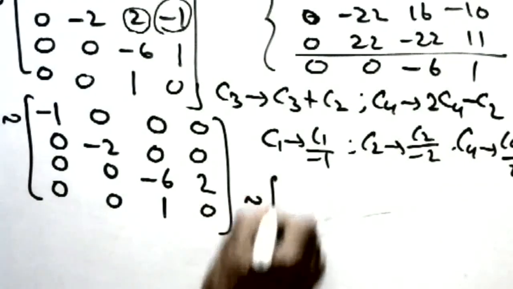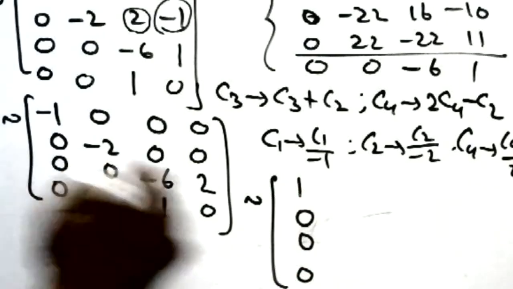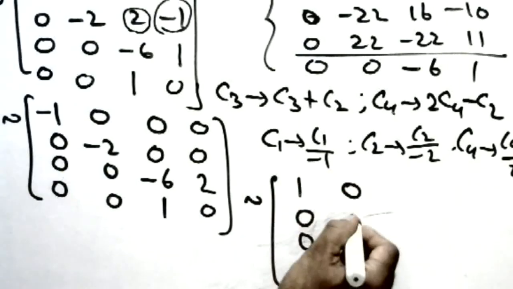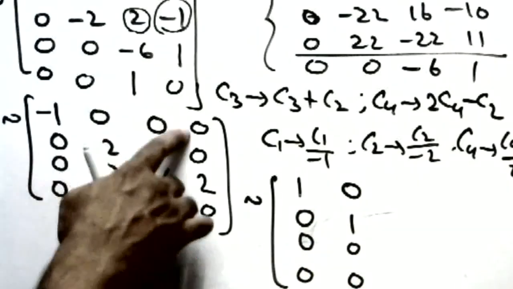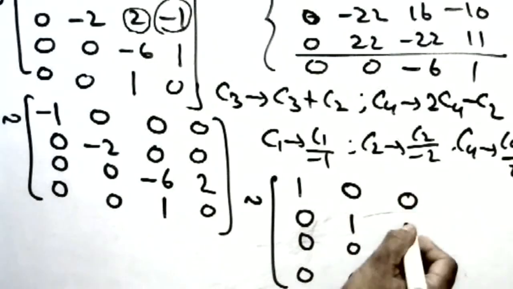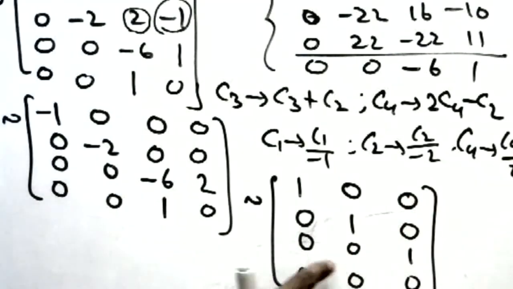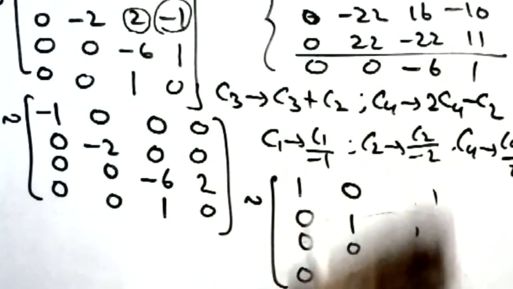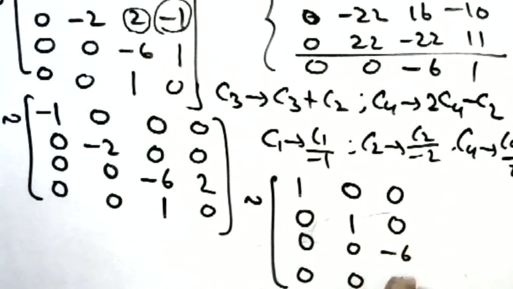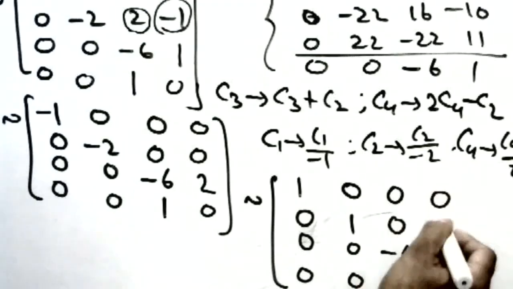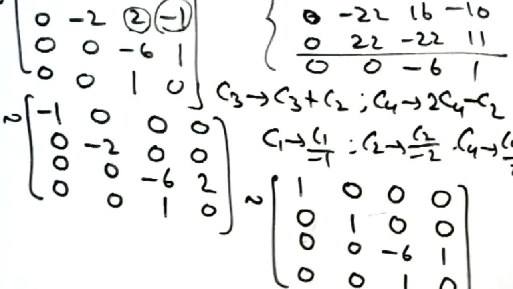So I have taken minus common here, it will become plus 1 0 0 0. Let me take minus 2 common here, it will become 0 1 0 0. Here we have taken no common, here we take 2 common, 0 0 1 0. Sorry, one row is left, here it is 0 0 minus 6 1. Now lastly 0 0 1 0.